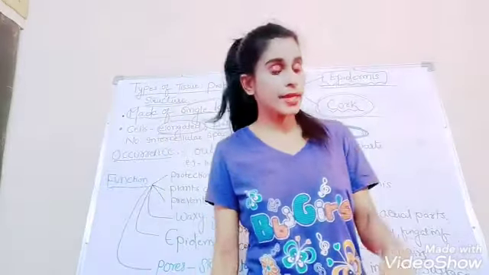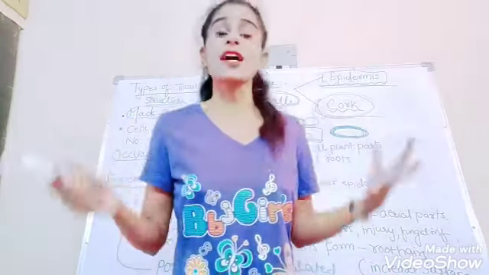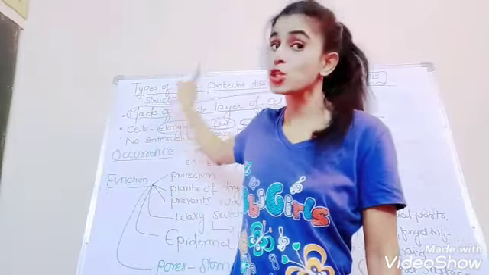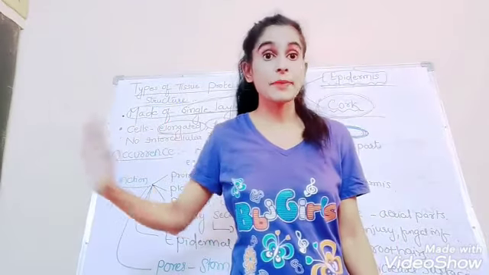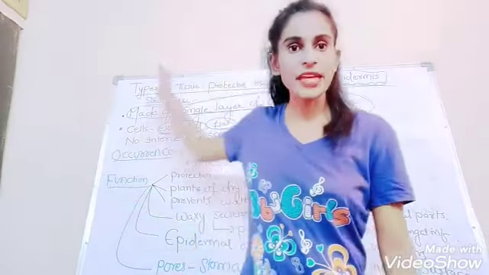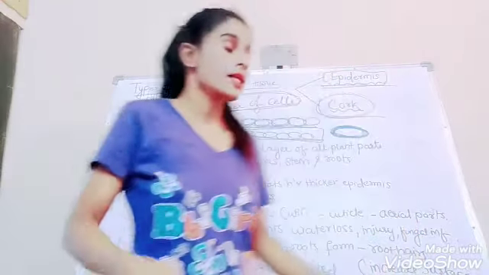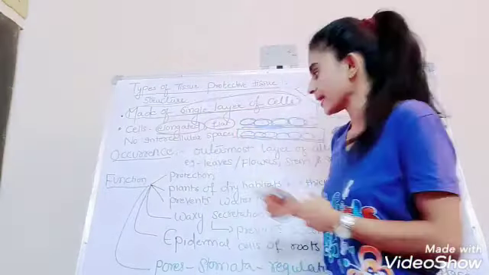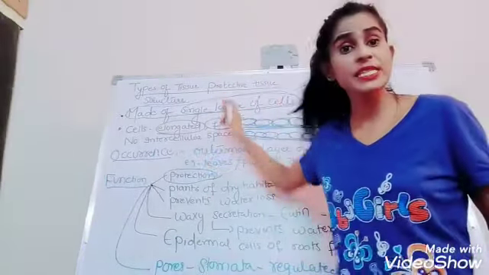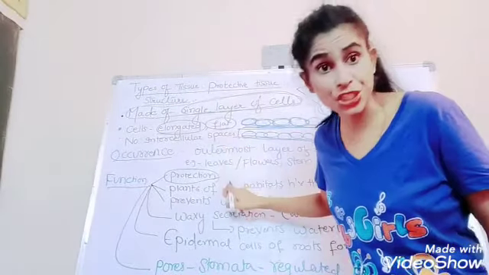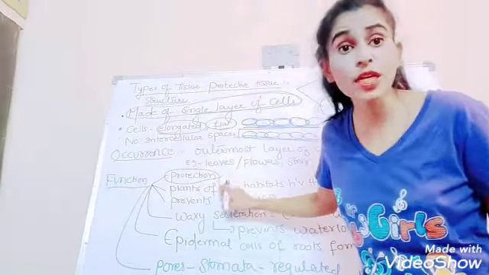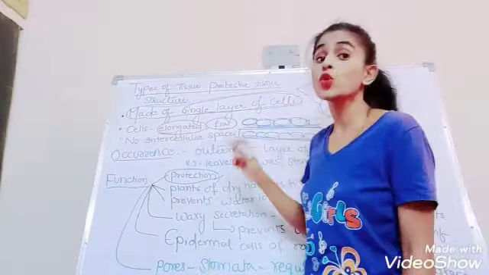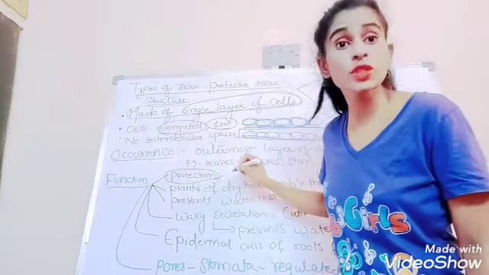We know the occurrence. Now let's move on to what functions it provides. What are the main functions these epidermal cells perform? The first, most important function, from the beginning we are reading, is protection. The first function is to provide protection to the plants. Remember, that is what you have to write as the first function.